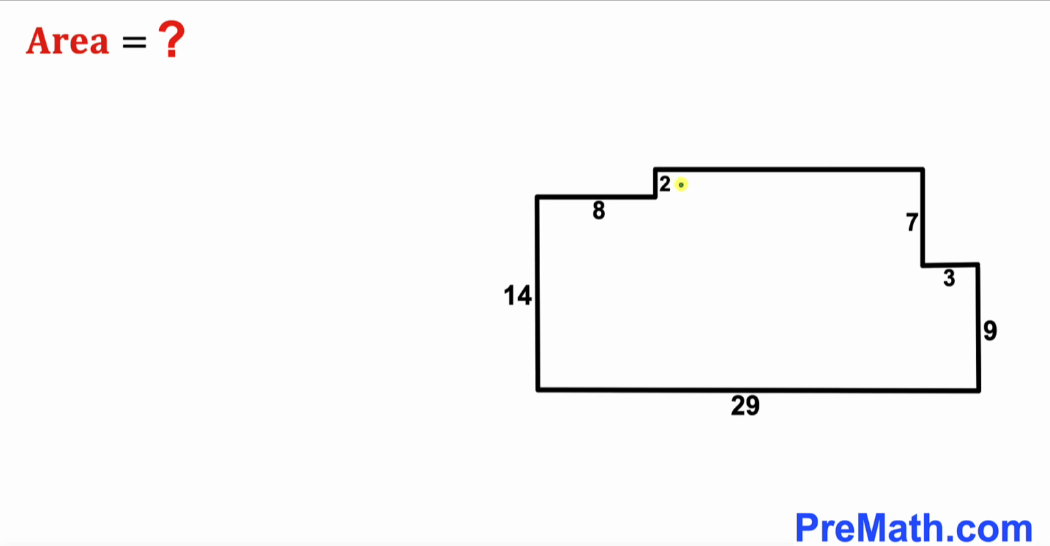We have got this interesting polygon, as you can see in this diagram, such that its side lengths are 2, 8, 14, 29, 9, 3, and 7 units respectively. And furthermore, all these angles are 90 degrees each. And now our task is to calculate the area of this given polygon.